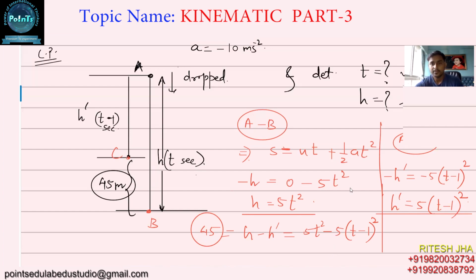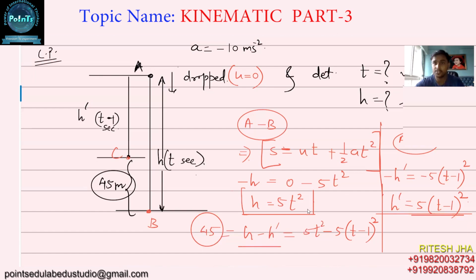Wait, hang on. Where are you deriving these expressions from? Oh, you're using that equation because u has to be 0. Yes, because it was dropped from standstill. Well, I mean, height's a scalar quantity, so who cares about negative, positive? Minus 5t squared. Okay, that makes sense. So then h prime is 5 times t minus 1 the whole squared. Okay, this is definitely requiring more algebraic usage.